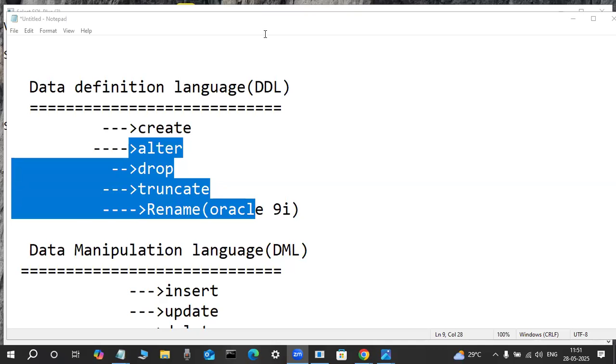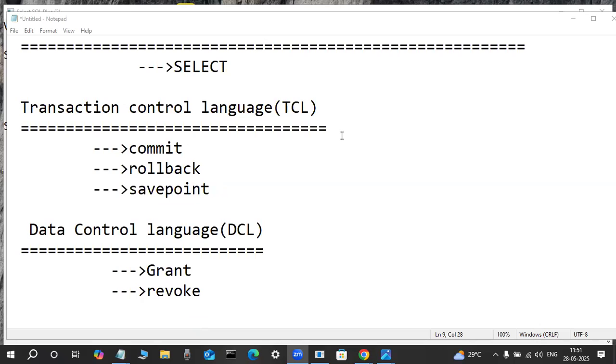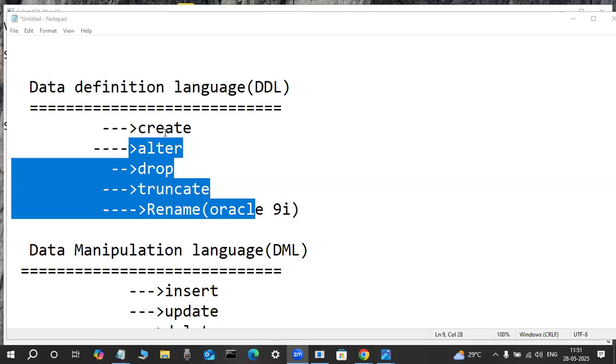Okay, fine, but unfortunately I try to tell what a DDL is. DDL means structures.